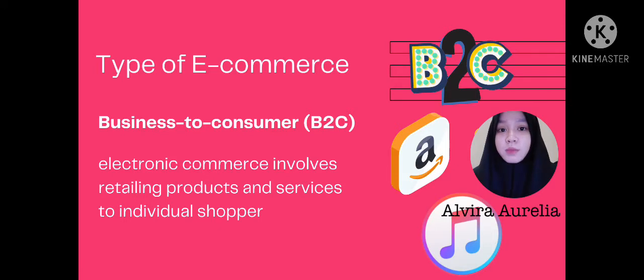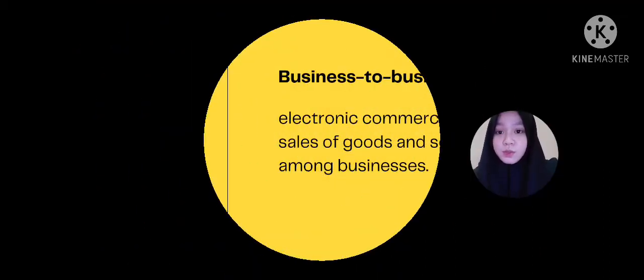Next, we have types of e-commerce. There are three major electronic commerce categories. The first one is business to consumer, or B2C. This type of electronic commerce involves retailing products and services to individual shoppers. It sells goods and services directly to individual consumers. Amazon, Walmart, and iTunes are examples of B2C commerce.